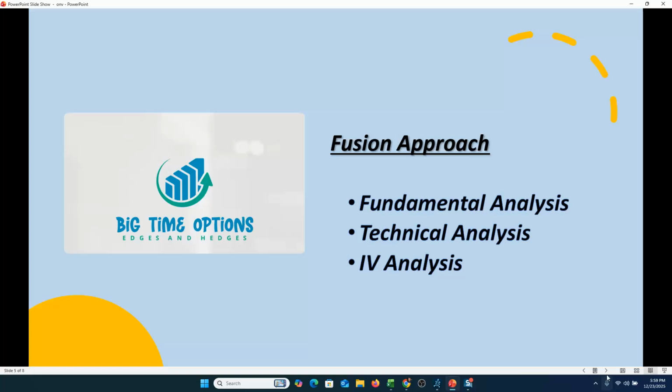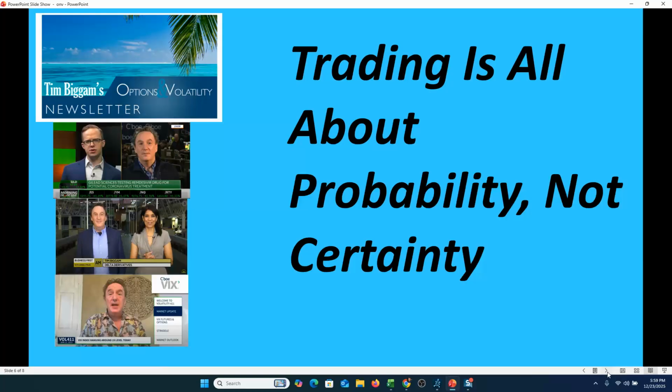But as we always say at the end of the day, trading is all about probability, not certainty. It doesn't guarantee anything at all. Make sure you position size properly and get out of the trade when you need to.